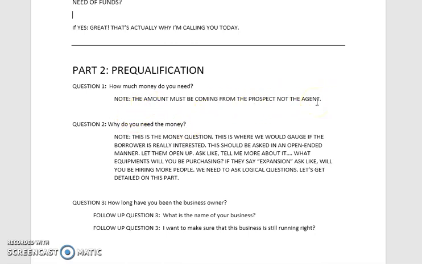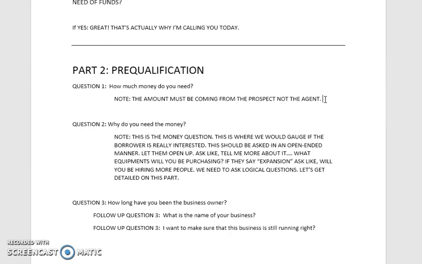I know a lot of you guys have files or lists that have the amount of how much a prospect needs. Do not assume how much they need. First things first, we want to stop assuming anymore. Let's stop assuming.